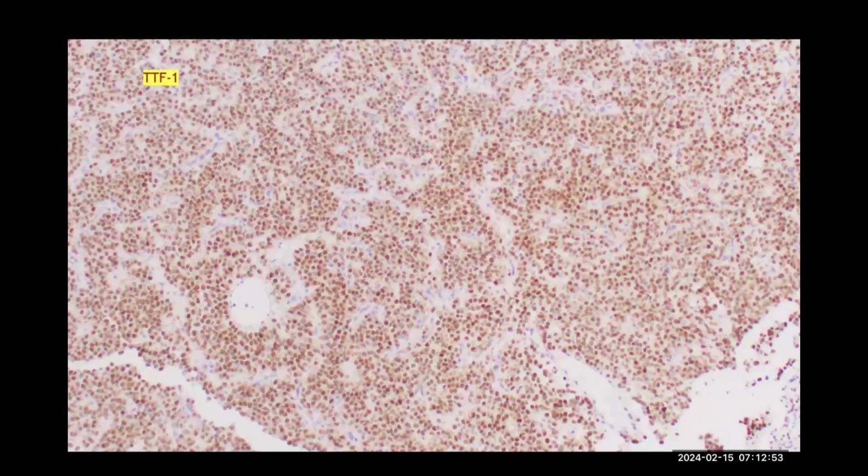This is TTF1. That's an odd stain for neuropath, but more and more we are seeing this in different entities, in some cellular lesions like spindle cell oncocytoma of the sella, chordoid glioma of the third ventricle, and this one. Next.